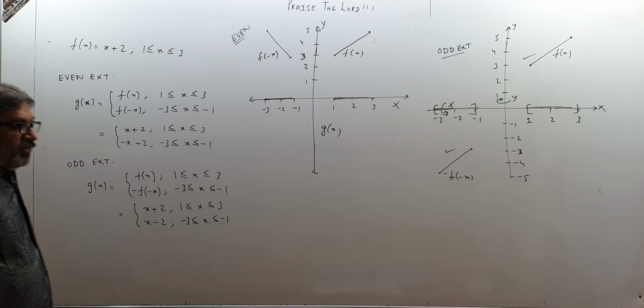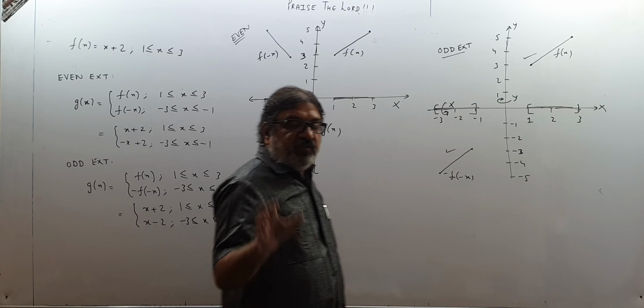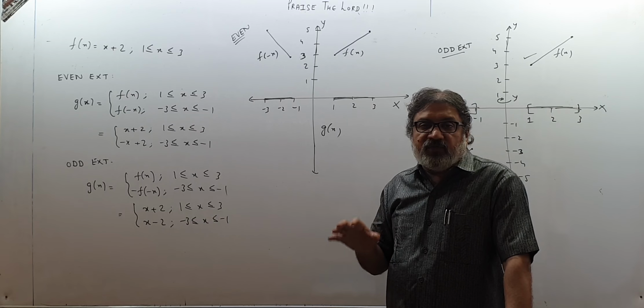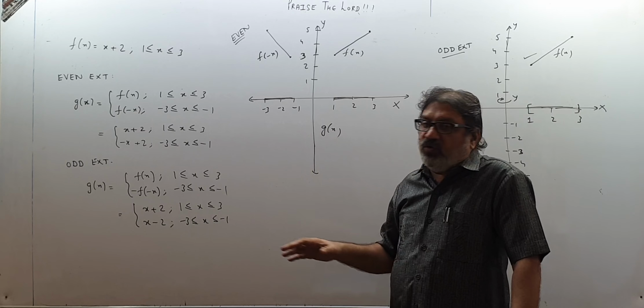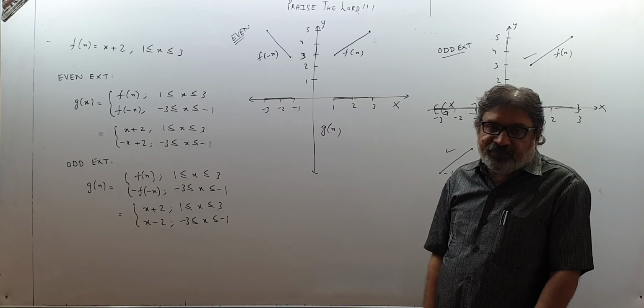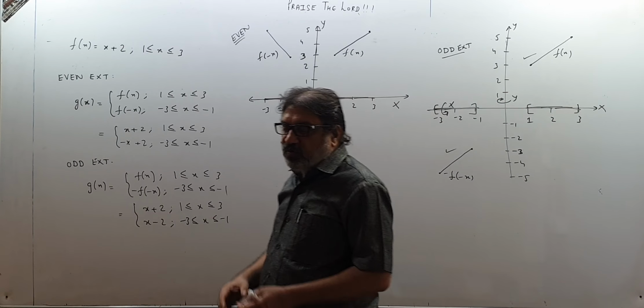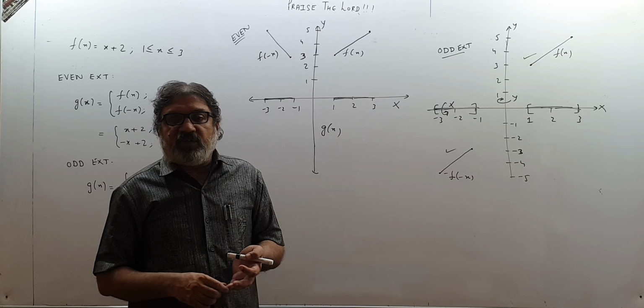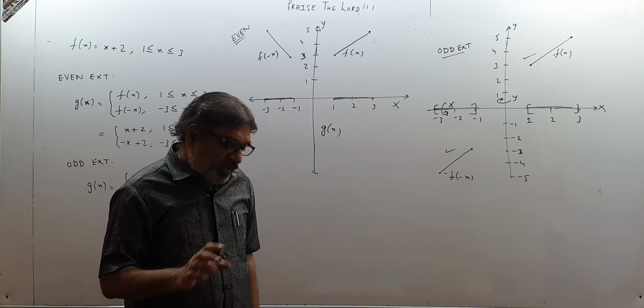Okay, so I think that is sufficient, that we can try out one example. This is an elementary idea, children. This is only an elementary idea I am giving you. As a beginner of class 11th, you should know this much, how to get even extension and how to get odd extension. Okay, so I taught you something about even functions, something about odd functions, how to get even extension of a function, how to get odd extension of a function. That much I taught you.